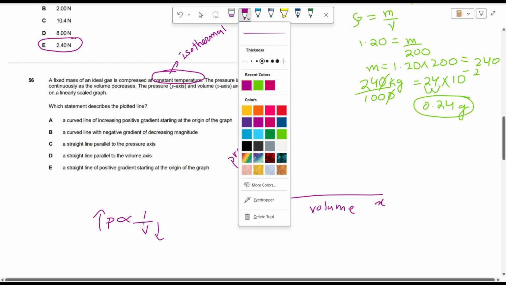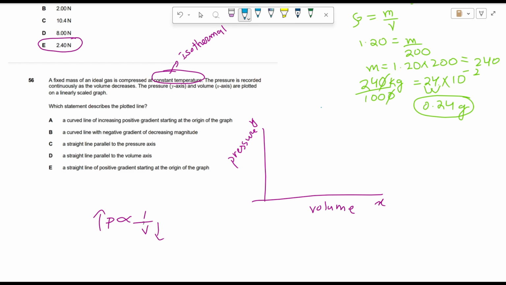give me a second, please. So its graph would definitely be like this, where pressure is here. This is my P1 and this is my V1. V1 is here and P2 is here and V2 is here. What we saw basically is, give me a moment.